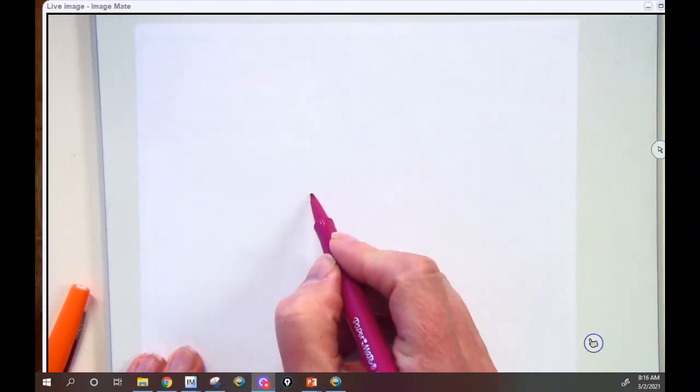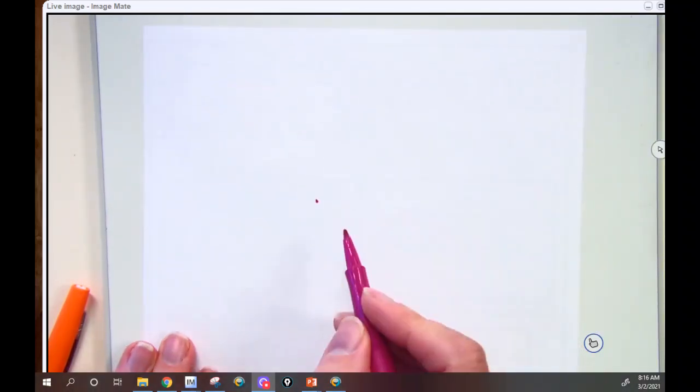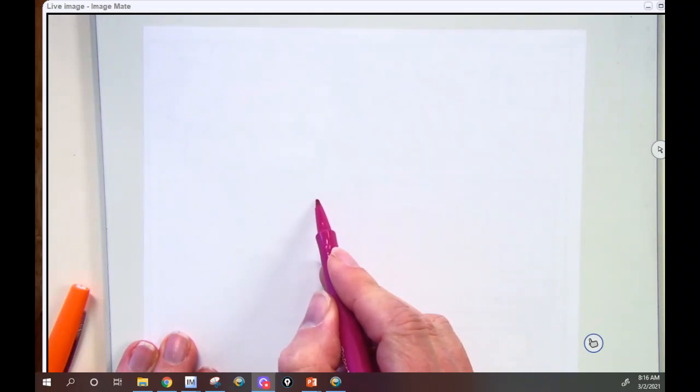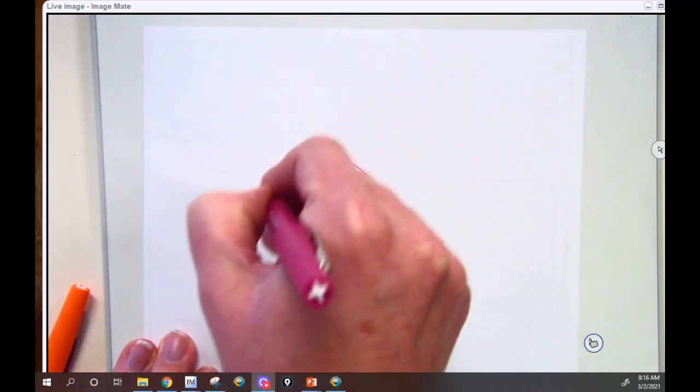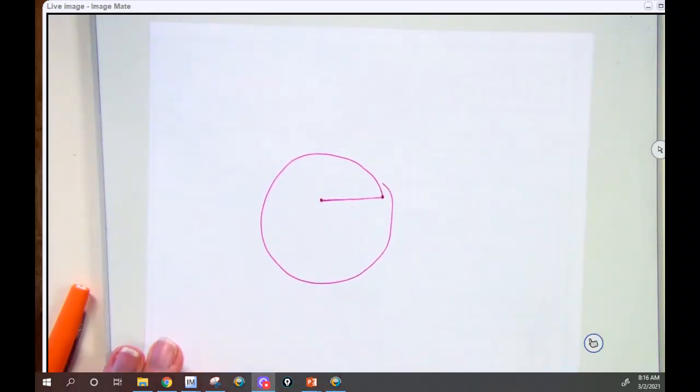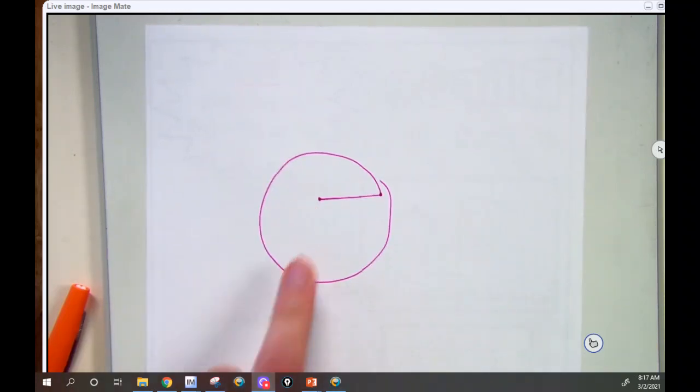You know, if I have a point, and if I were to attach a string to it, and then follow that string all the way around, look how round that is. It gives you a circle, right? If I've got one length of string, and I take my pen and pull it all the way around, it gives me a circle.